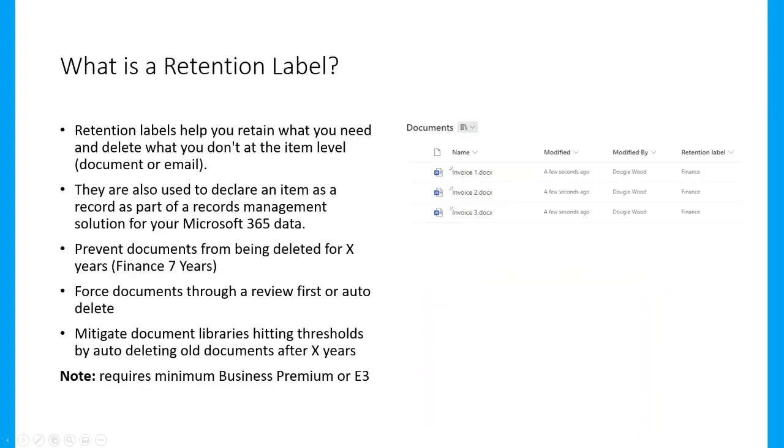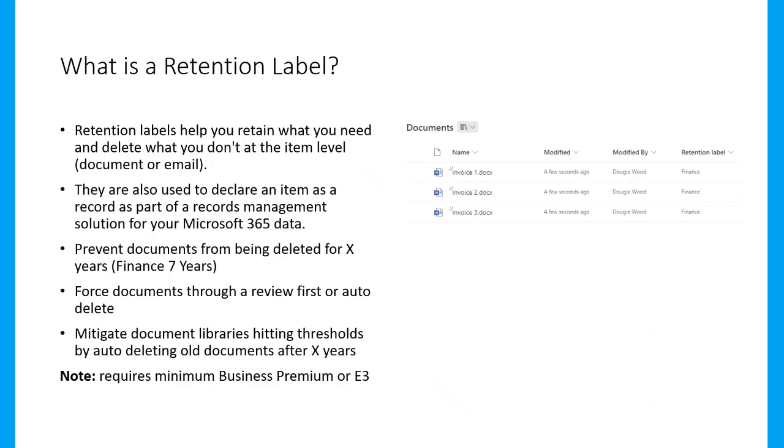So, talking then about the types of labels that we can automatically tag documents with. The first is a retention label. Retention labels help you retain what you need and can automatically delete documents that you don't need. They're also used to declare an item as a record as part of the records management solution for Microsoft 365 data. You can prevent documents from being deleted for a certain period of time. Like I said before, financial documents, you might tag them and want to prevent them from being deleted for 7 years.